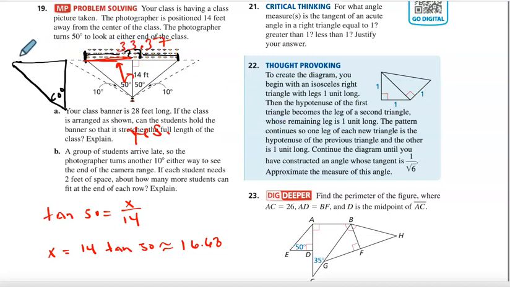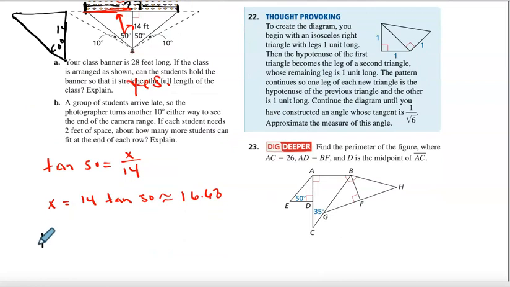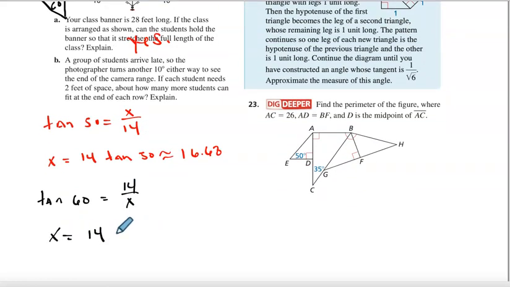Okay, so let's see what we have here. So this is still going to be 14. We said half of this is 16.68, right? We got that from there. So this time we're going to do tan of 60 degrees equals x over 14. So x equals 14 tan of 60. And tan of 60 is increasing, so 14 times the tan of 60 should increase as well, as we saw from the last example. So this is going to be approximately 24.24.